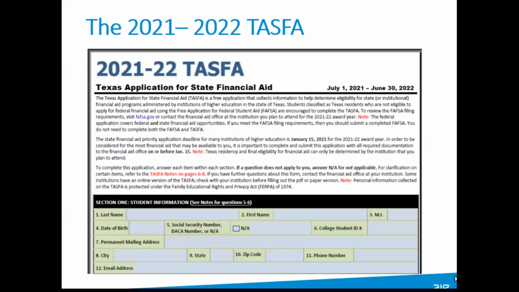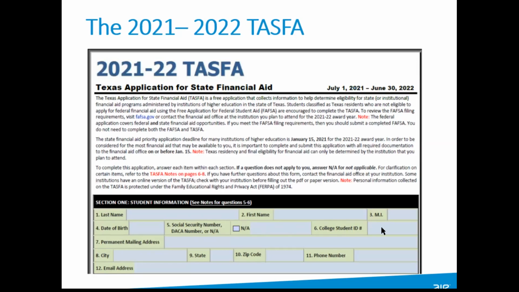This is what the TASFA looks like. Again, it's a paper form or a downloadable, fillable PDF. You have to enter the information. Whether you are a new student or a returning student currently in college, you're filling out the same form. Question number 6 sometimes throws students off because it asks for the college student ID number.